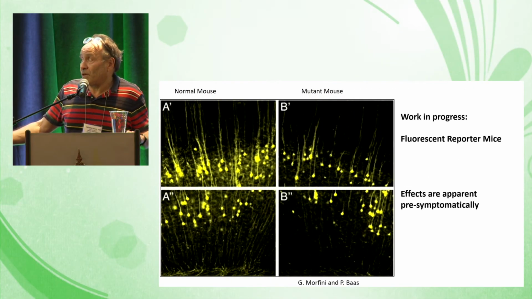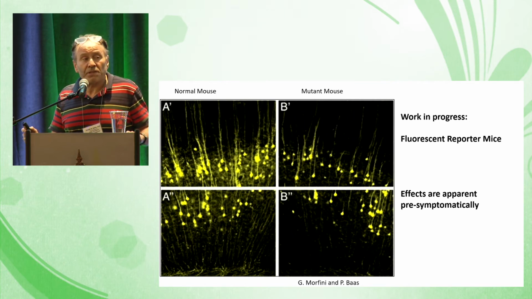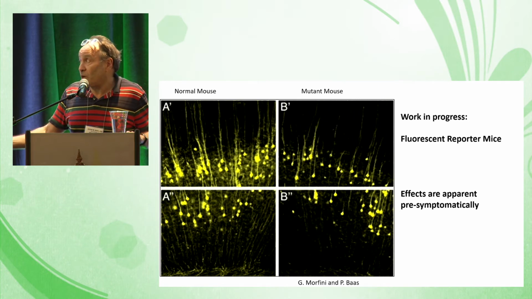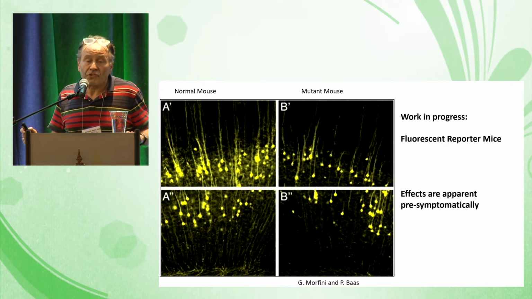This is the mutant mouse, and this image is from a symptomatic mouse. So this is about 3 months old, and it's showing the symptoms. And what I want you to appreciate here is you just see fewer neurons, maybe less than half. So this is really quite a nice illustration of what's going wrong.